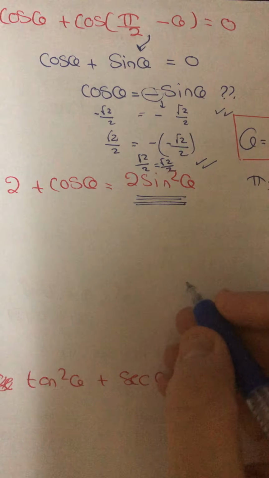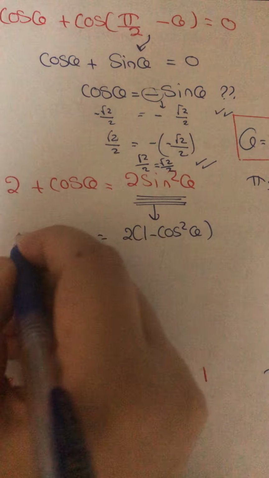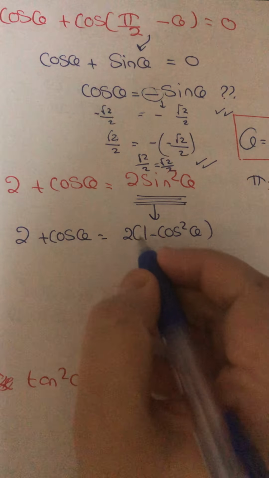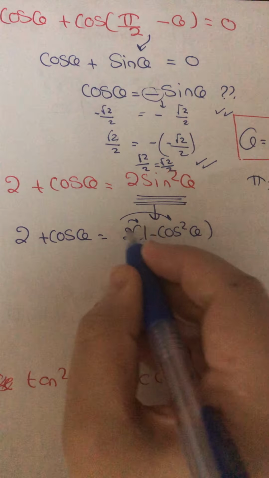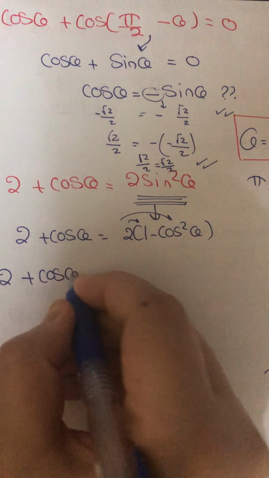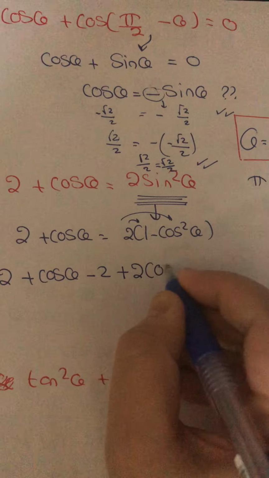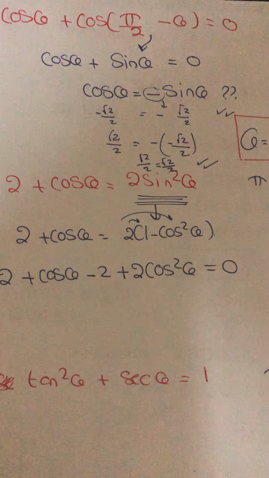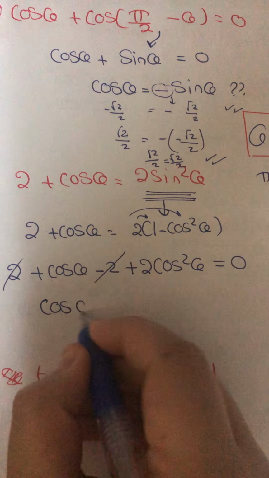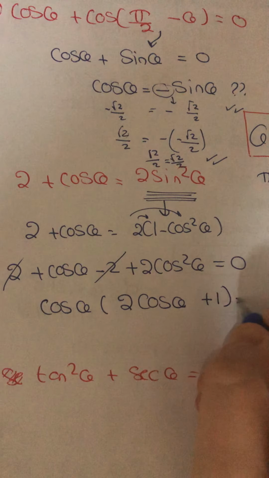Over here I can change this to 2 times (1 minus cosine squared theta), and this is 2 plus cosine theta. Rearrange: I will distribute and take everything to the left side. This 2 will come to the left side as a negative 2, so here I have those and a minus 2, and this is minus 2 cosine squared theta, which will be plus 2 cosine squared theta equals 0. These will cancel each other. I can take cosine theta as a common factor. This is cosine theta times (2 cosine theta plus 1) equals 0.